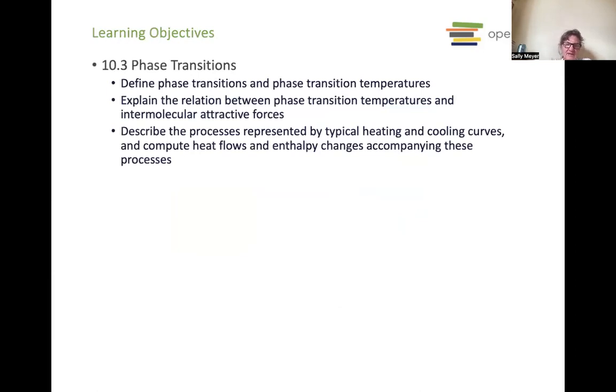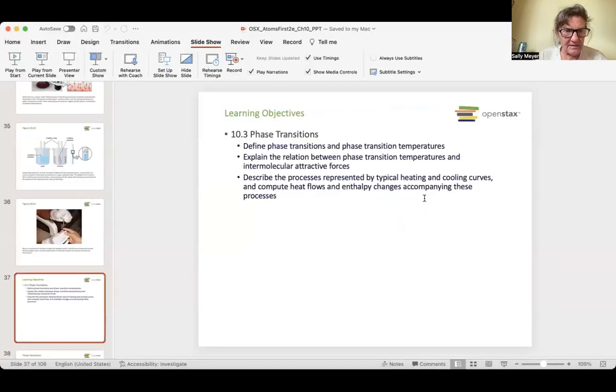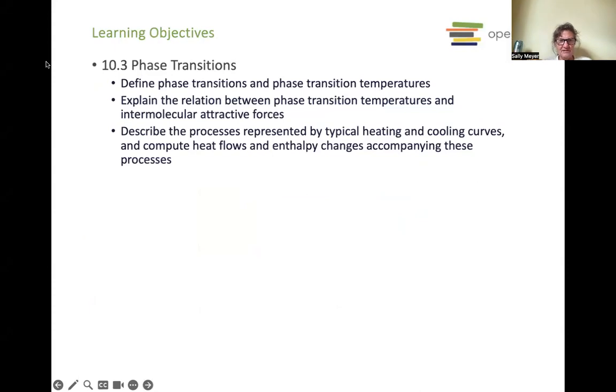Okay, so the next discussion is about phase transitions. I think I'll do a couple more, sorry. We don't have too many slides in this. Let's go through about five more slides.